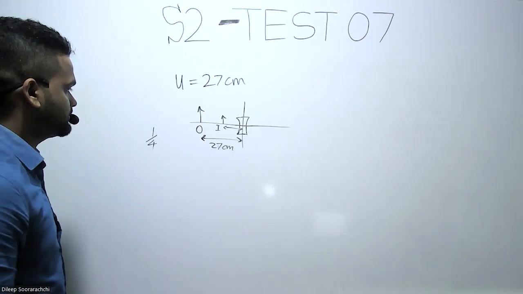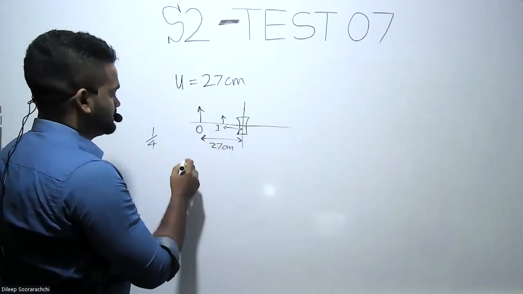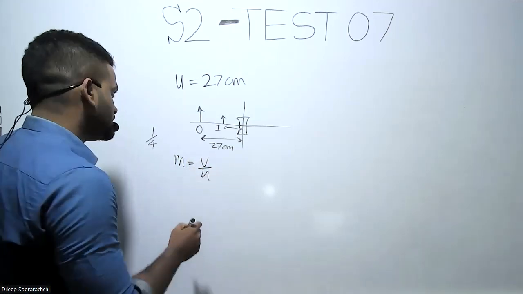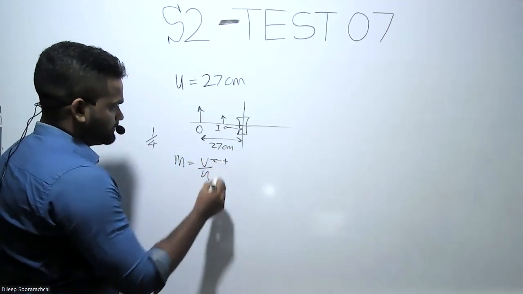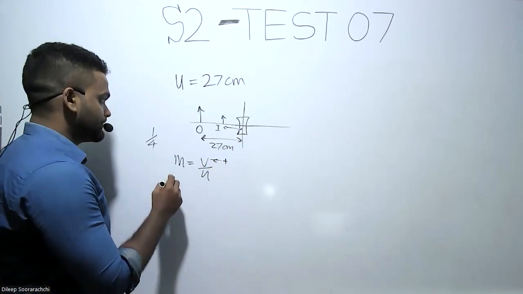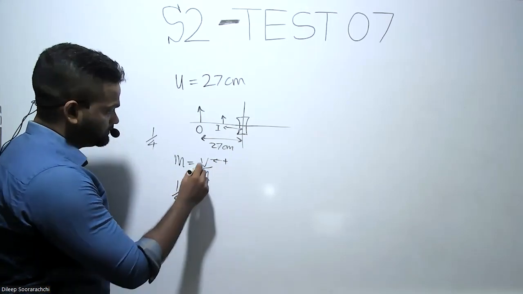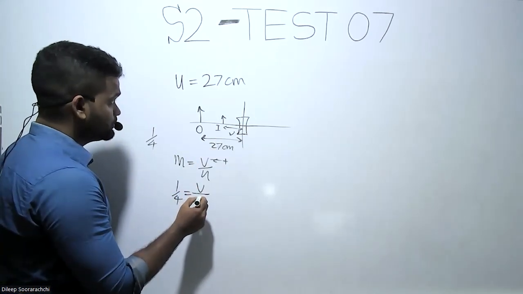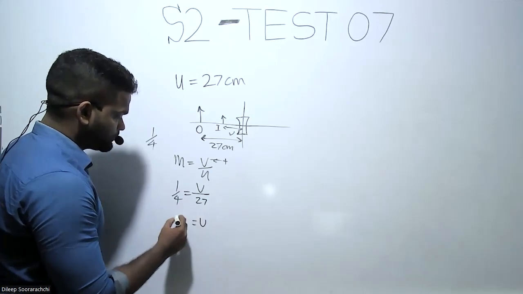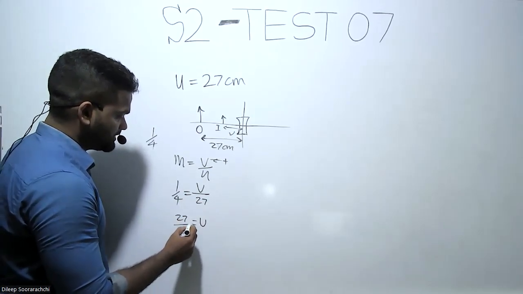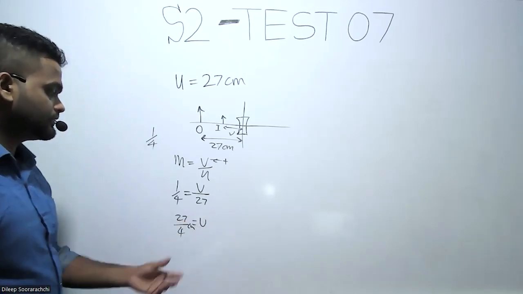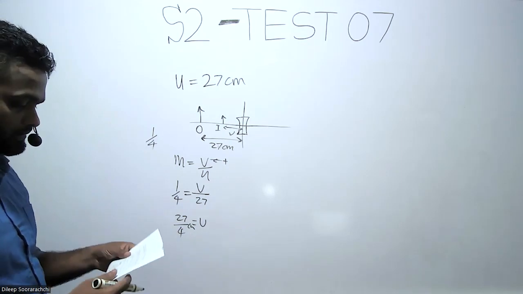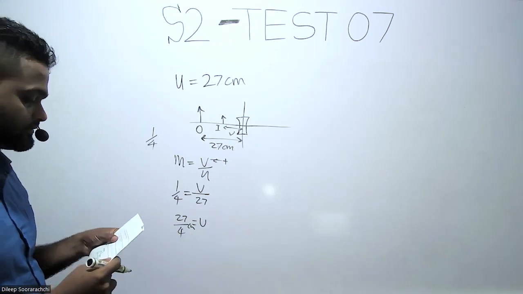So we know this stuff. Then we can apply the equation m equals v over u. So v also is positive, for sure. Linear magnification is 1/4. v is what we need to find, and u we know is 27. So v is 27/4 centimeters. This is the value of the image distance, 27/4. But what they ask is the focal length of the lens.